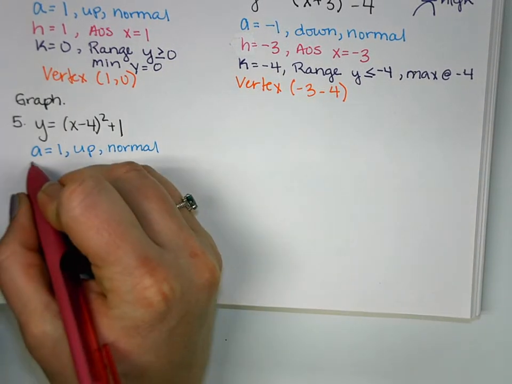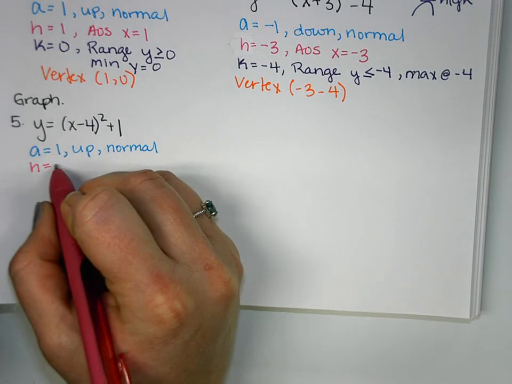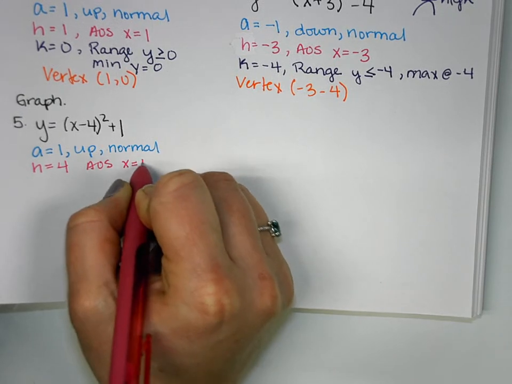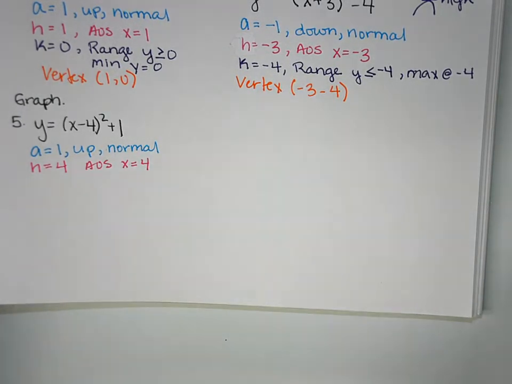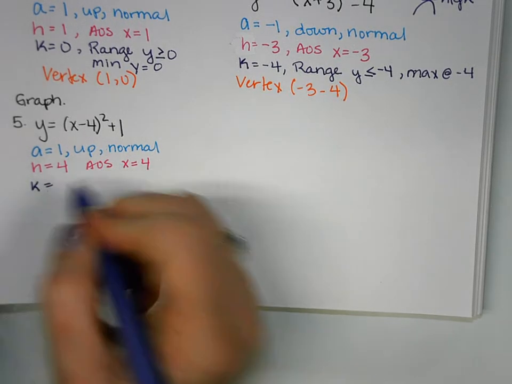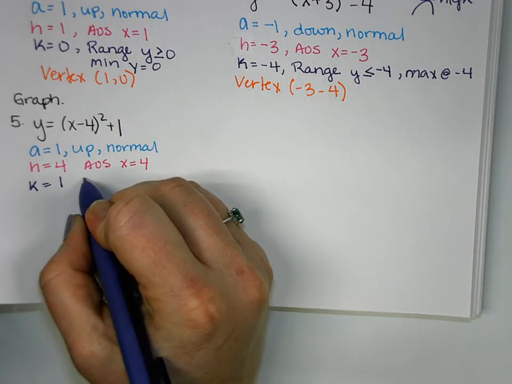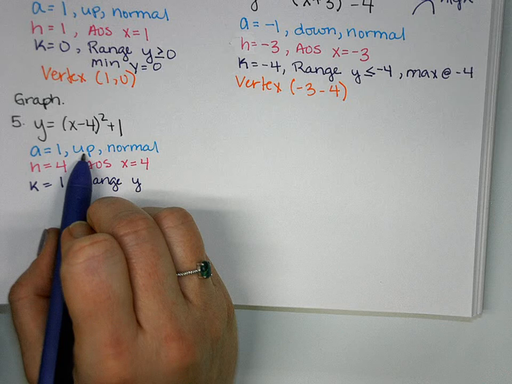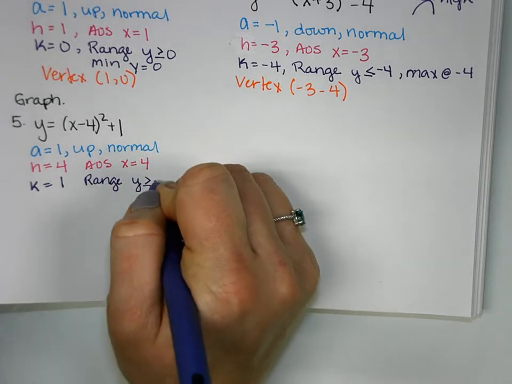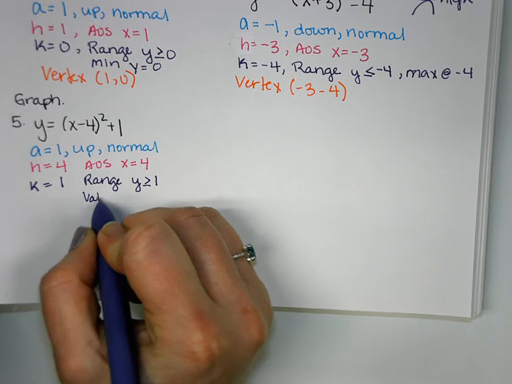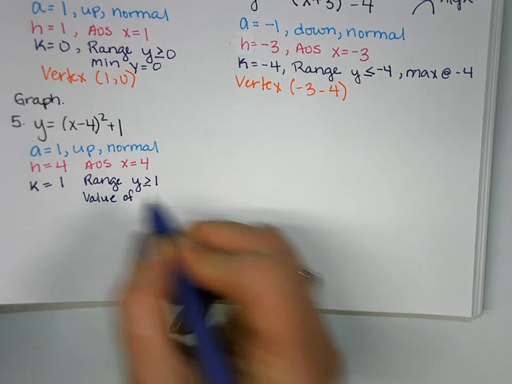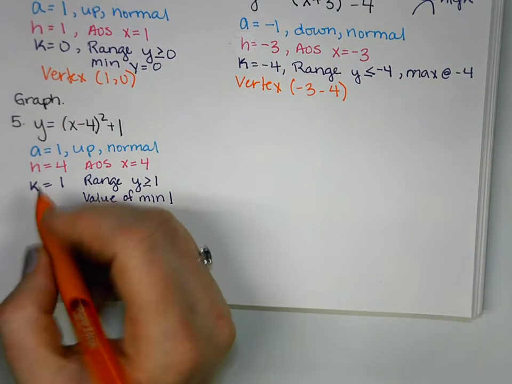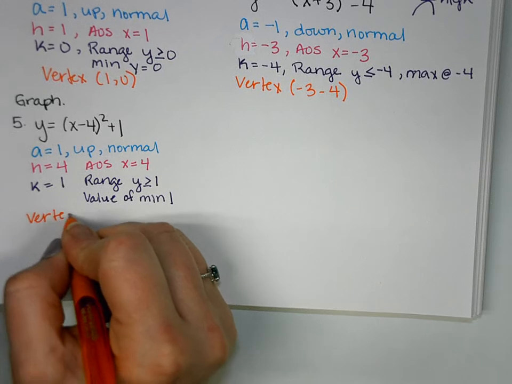What is our H value? 4. That means our axis of symmetry is going to be x equals 4. K is 1. So I know that my range is going to be y greater than 1, since it's going up. And the value of my minimum will also be 1. I also know that my vertex is going to be 4, 1.